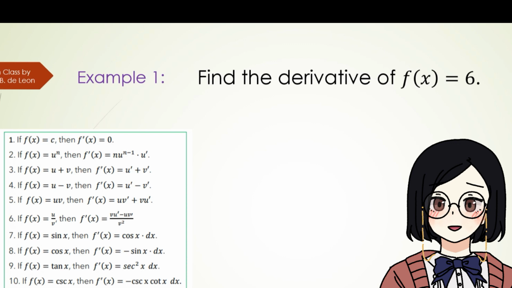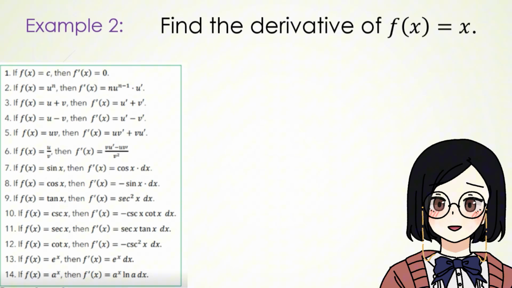Find the derivative of f of x equals 6. Now, since we have a constant function, we shall use rule number 1. If f of x is equal to c, then f prime of x is equal to 0. So therefore, the derivative of f of x equals 6 is 0. Now let's work on example number 2.